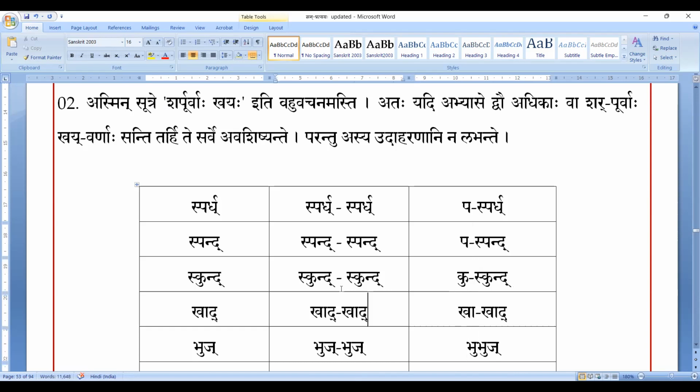Kuskund. Then the next one, stuch. Pustuch. So takara will remain, therefore it will be tus, tuch. Sorry, no. Tuch, right?